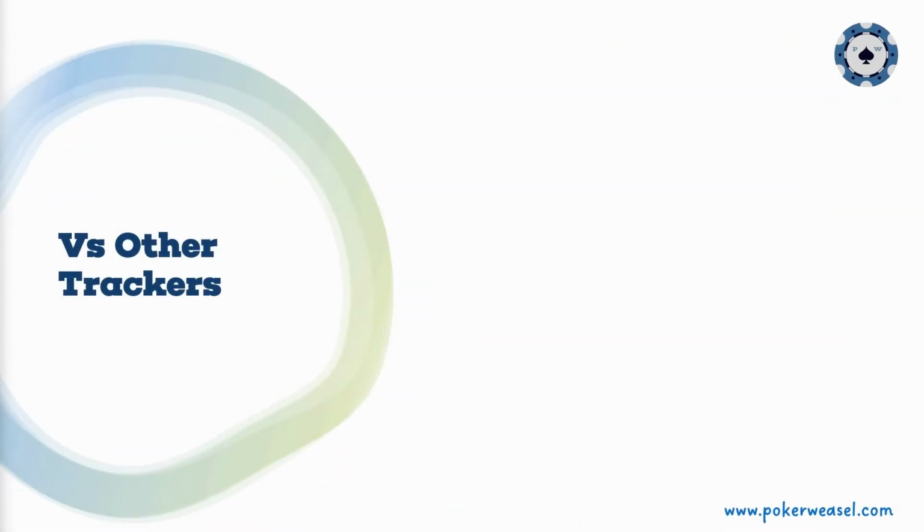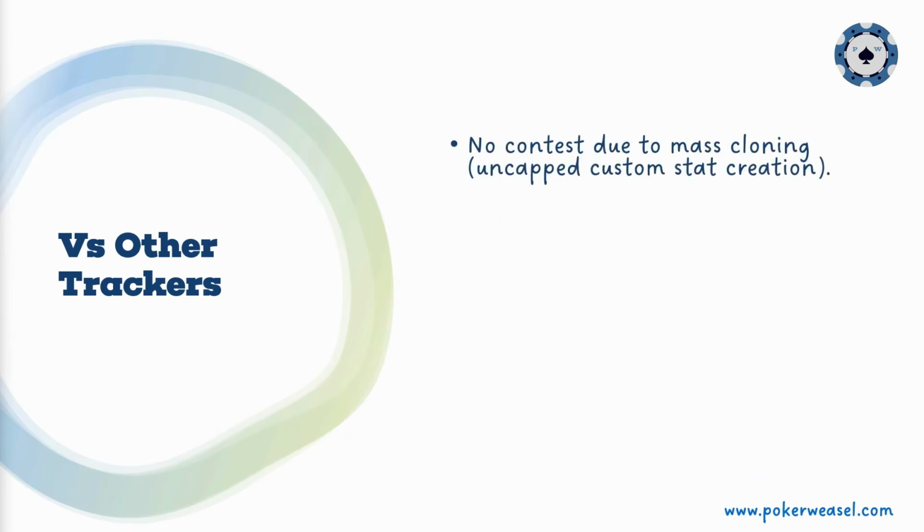Let's talk as well about Hand2Note versus other trackers. A common question that a new player is going to have is, which tracker should I use? So we obviously have Holdem Manager 3, we have PokerTracker 4, we also have DriveHUD 2, which is a solid tracker, and then we have Hand2Note 4. So which one should we be using? My opinion is that there isn't really much of a contest here at this stage. Hand2Note 4 is significantly more powerful than any other poker tracker offering.